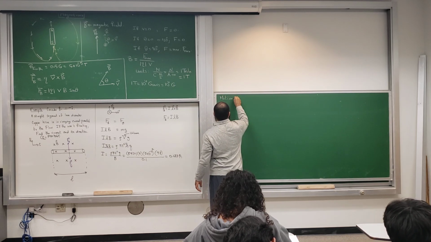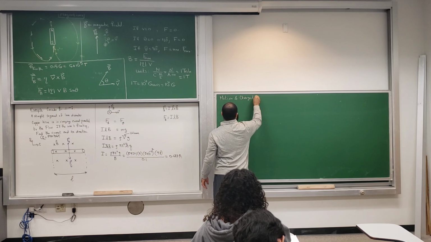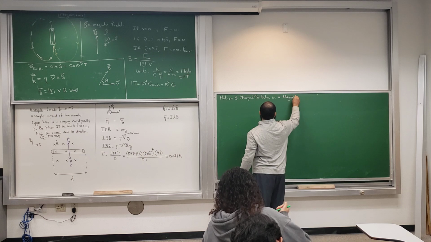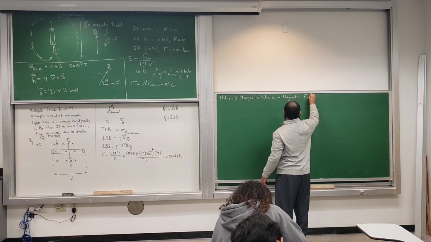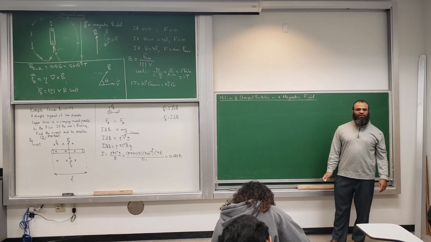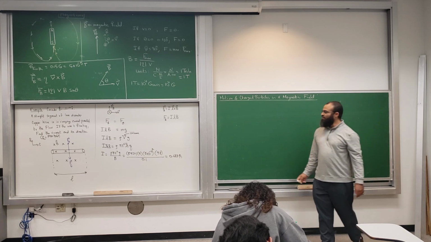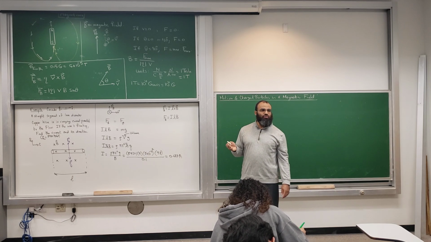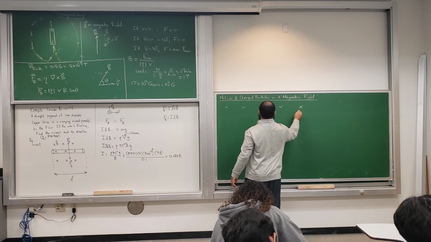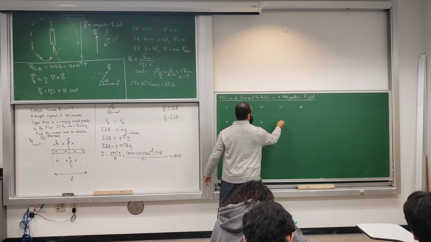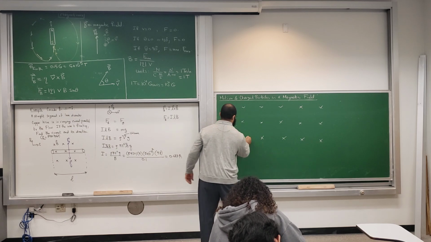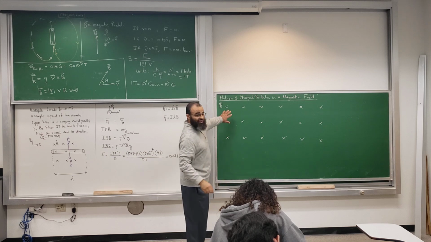Motion of charge in a magnetic field. So that's considered a positive particle and then a negative particle. Okay. So here is a magnetic field, and it's going to be into the board. So it would be X, right? So here is a magnetic field, a magnetic field into the board.